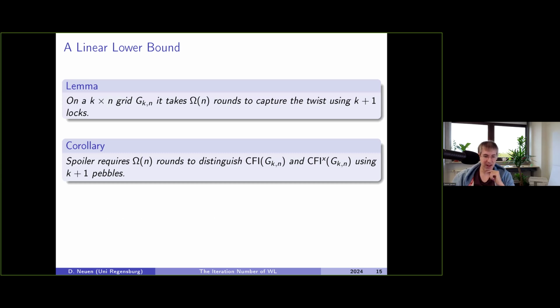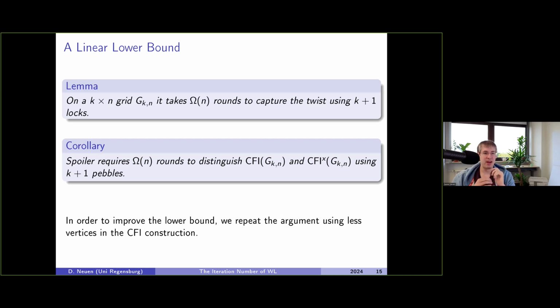And this is now what we want to improve. The very basic idea is that we want to repeat this construction, but we want to use fewer vertices in the CFI construction. If I can get all the properties here but use fewer vertices, then if I measure in terms of the number of vertices, this will increase the round number. So this is the idea.